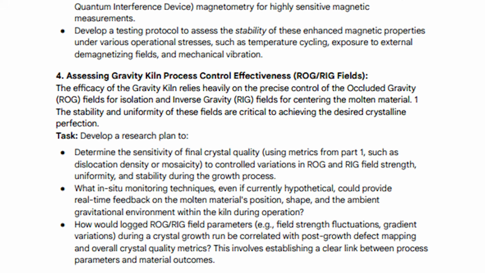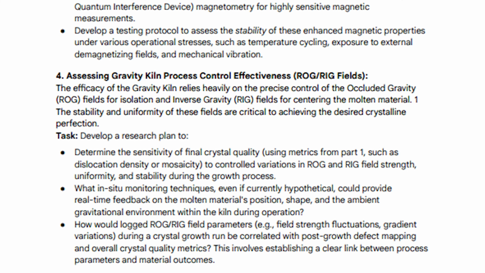4. Assessing gravity kiln process control effectiveness, ROG/RIG fields. The efficacy of the gravity kiln relies heavily on the precise control of the occluded gravity ROG fields for isolation and inverse gravity RIG fields for centering the molten material. The stability and uniformity of these fields are critical to achieving the desired crystalline perfection.